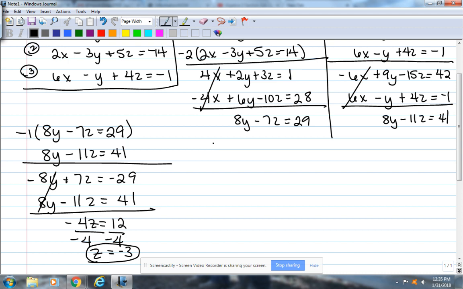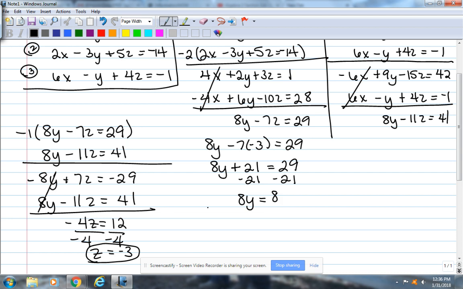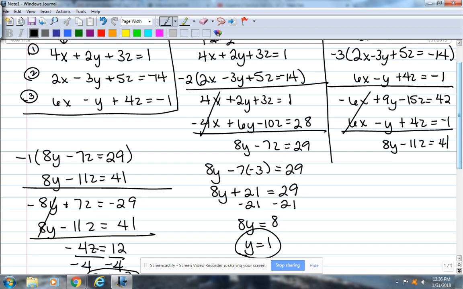So I'm going to say 8y minus 7 times -3 equals 29. So that's 8y plus 21 equals 29. And I subtract 21 on each side. 8y equals 8. Divide both sides by 8, so y equals 1. And then I go back to one of the very original problems. Doesn't matter which one. I'm just going to use the top one just because it's on top.